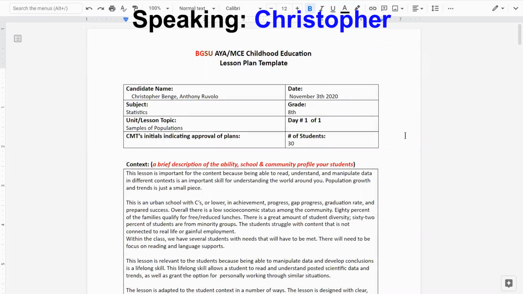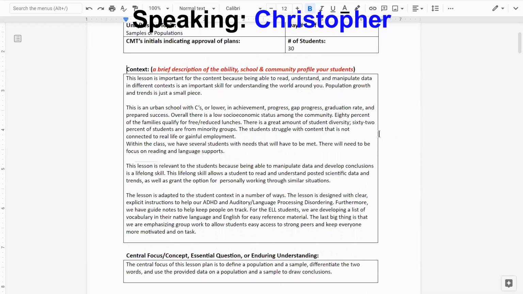And this is our lesson plan that we have designed for teaching adolescents. It's an interdisciplinary lesson plan. So the context, we all know what the context is. We have a bunch of different students in an urban school that has mostly low C's. So they're not doing anything super great, but they're probably about average as everyone else.